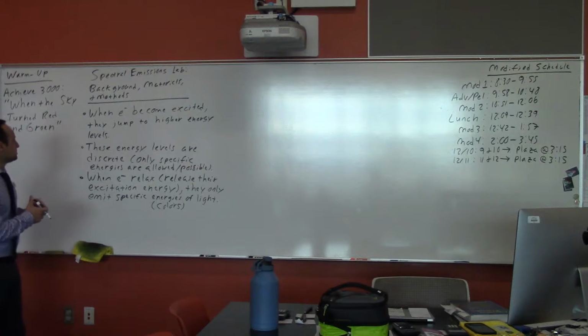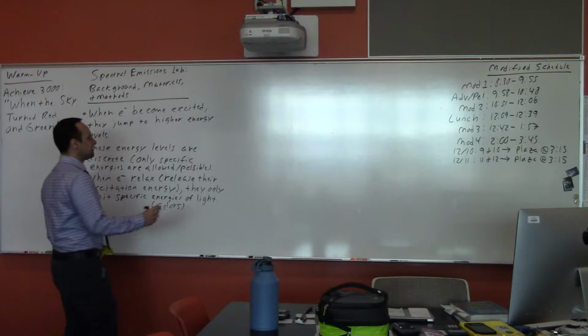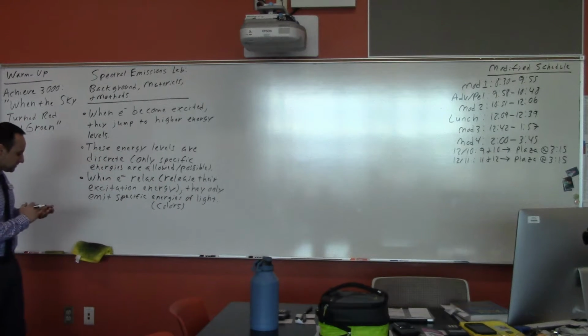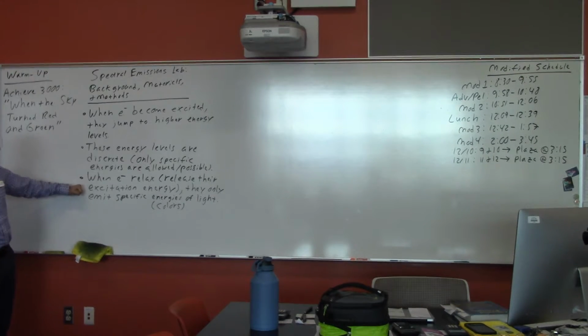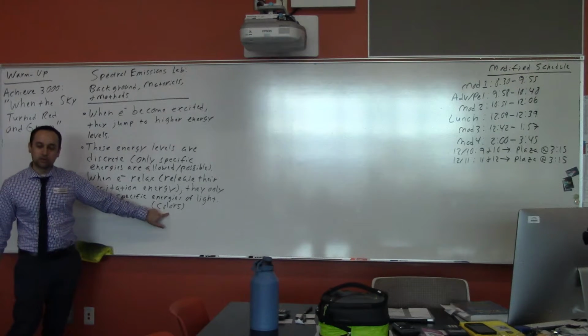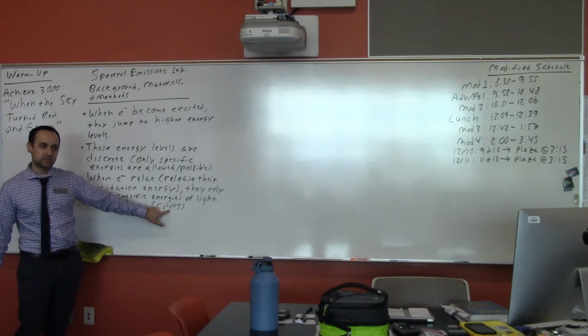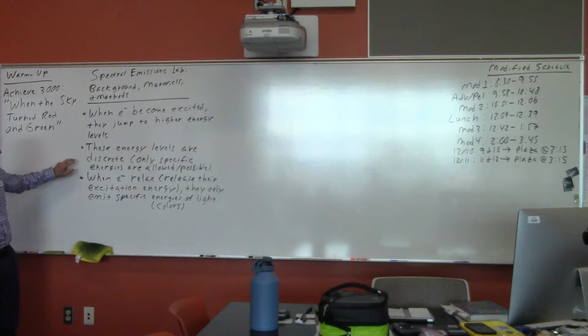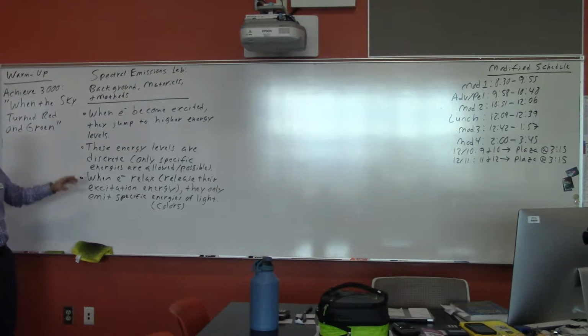Okay, so what this last piece demonstrates, okay, is that because we only are going to see certain colors of light when we do our experiment, we will know that electrons only exist at very specific energy levels. They can't exist on a continuum of energies. They exist on specific energy levels, okay?